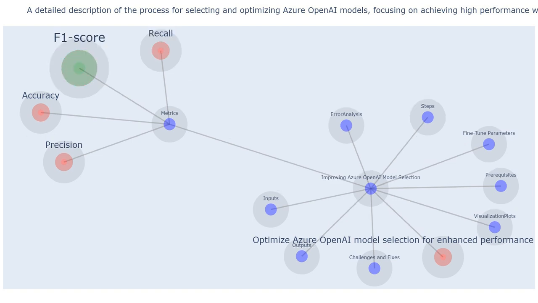F1 score provides a harmonic mean of precision and recall, offering a balanced measure of a model's performance when considering both false positives and false negatives. It is a valuable metric for tasks where both precision and recall are important.